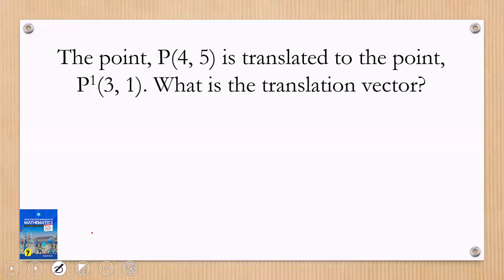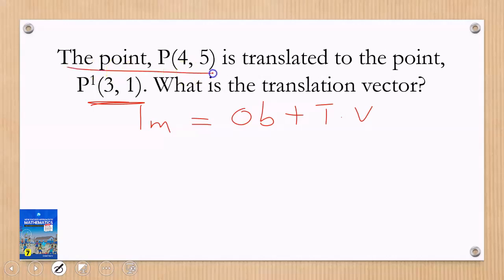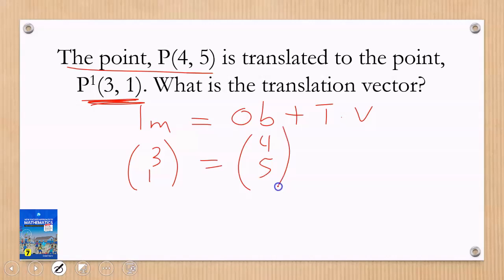Look at this question. The point P(4, 5) is translated to the point (3, 1). What is the translation vector? Well, this question can be answered easily using the formula. We know that our image is equal to the object, the original point, plus the translation vector. Now, the question says the point (4, 5) is translated to the point (3, 1). That means the image is (3, 1) and the object is (4, 5). Then the translation vector we don't know.